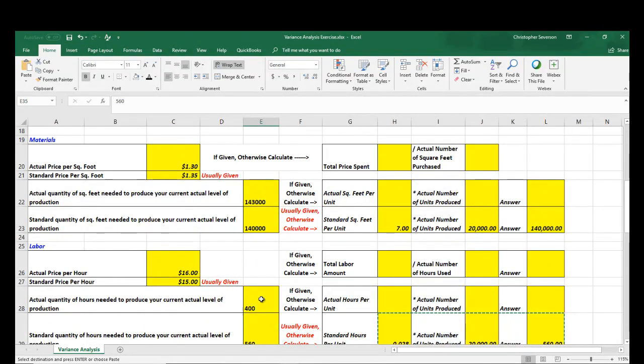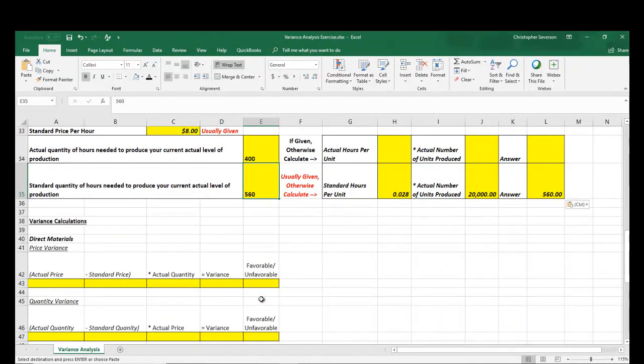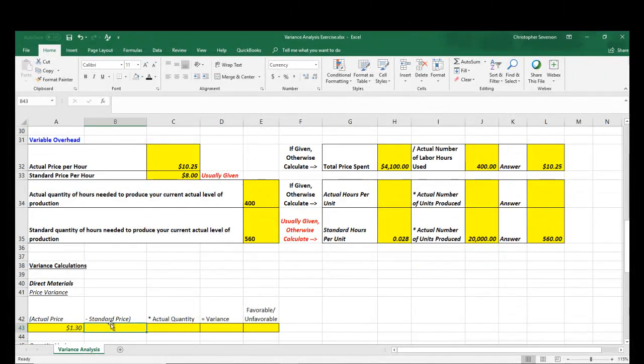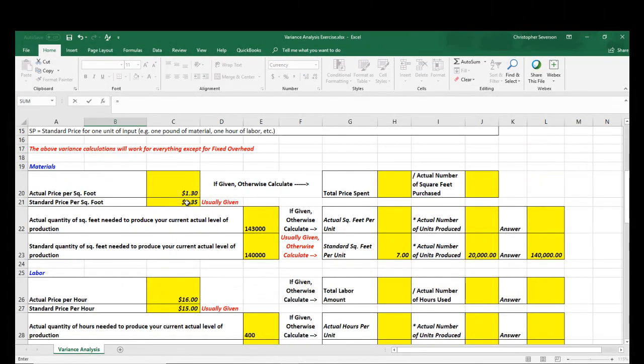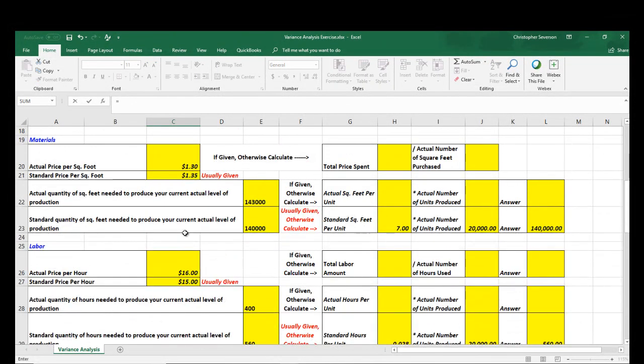So this was materials, labor, and variable overhead. Now we have everything we need to calculate our actual variances. So we have the direct materials price variance. It's the actual price minus the standard price, and notice I have the brackets here, multiplied by the actual quantity. So I'm going to just link everything in to where we put it. Actual price per square foot minus standard price per square foot. And then our actual quantity that we used.